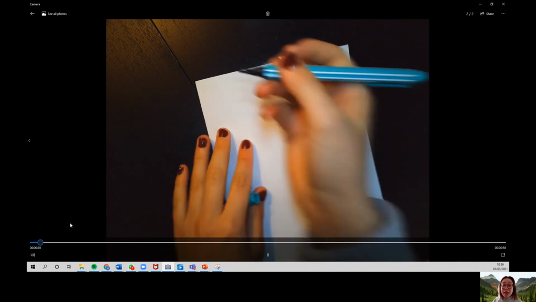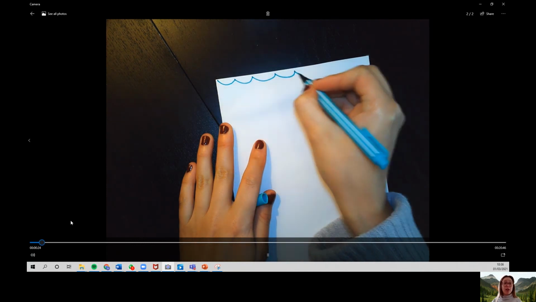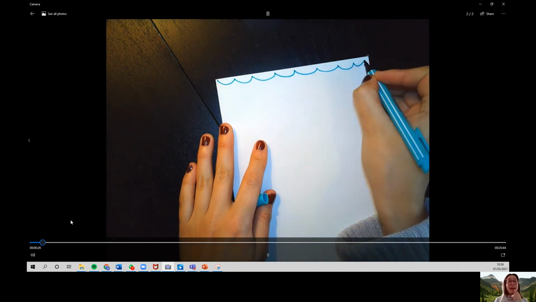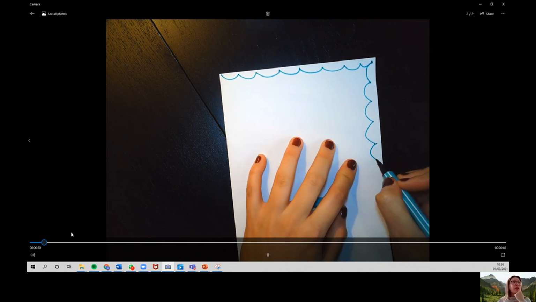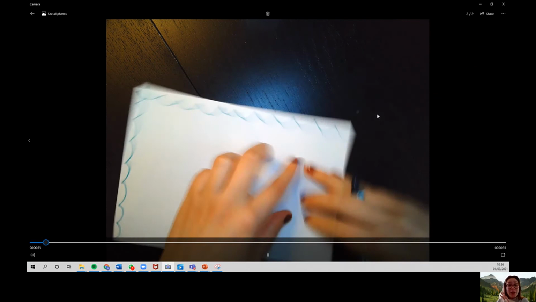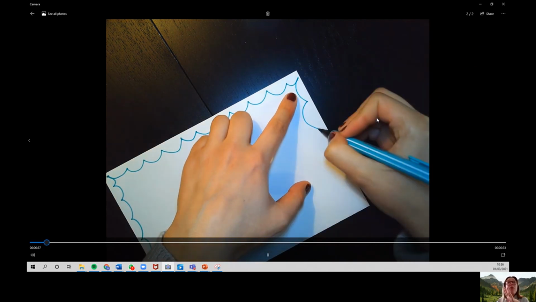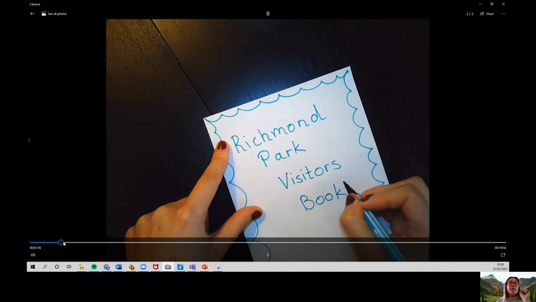This booklet we would like you to bring into class on Tuesday, the 9th of March, the second day after you come in from school. So you can decorate the border like this. You don't have to do bubbles. You can use any colors that you want, and you can just do straight lines, or you don't have to do a border at all.